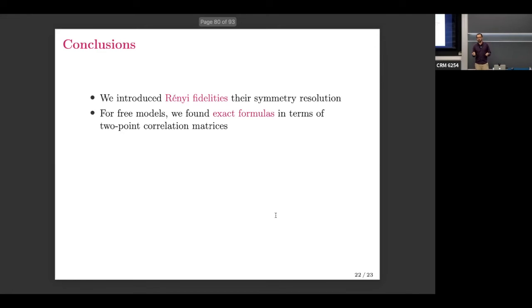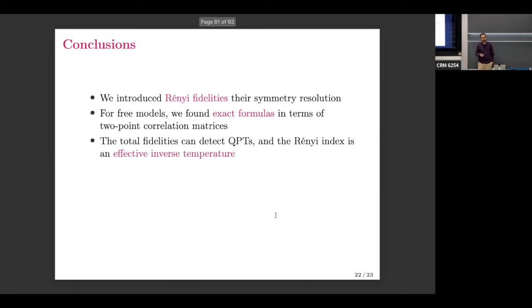And by exact formula, I mean numerically you can compute it, but analytically it's still, as you see, a hard problem. So the total fidelity, as we knew, can detect the quantum phase transitions, and the Rényi index can be interpreted as an inverse temperature.